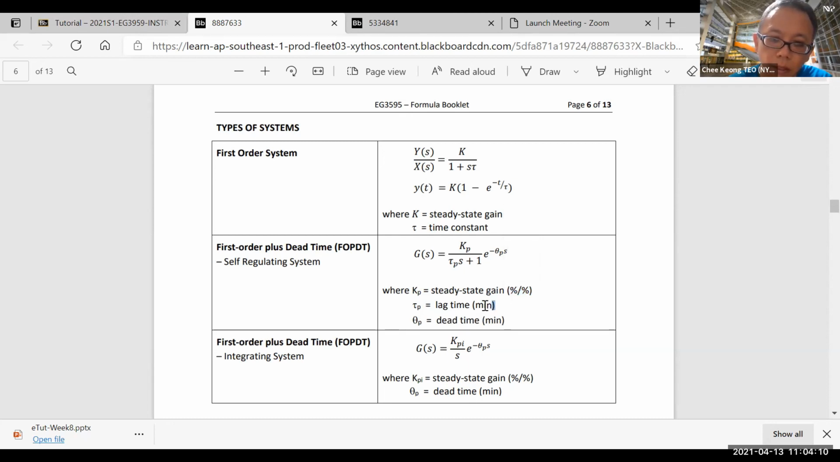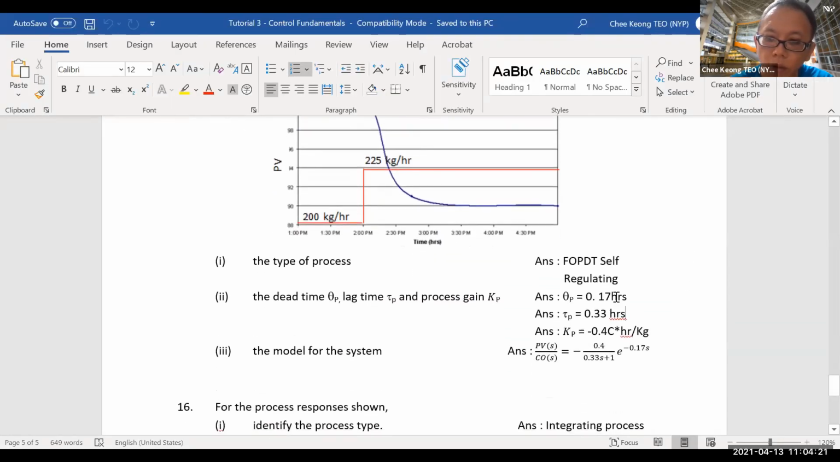Then in terms of the lag time and the dead time, they need it to be in minutes. So this one you can convert. For example, in that case just now, rightfully you should convert it into minutes before you plug in, and not just plug in straight away. So this must be in minutes, and this must be in minutes, rightfully.